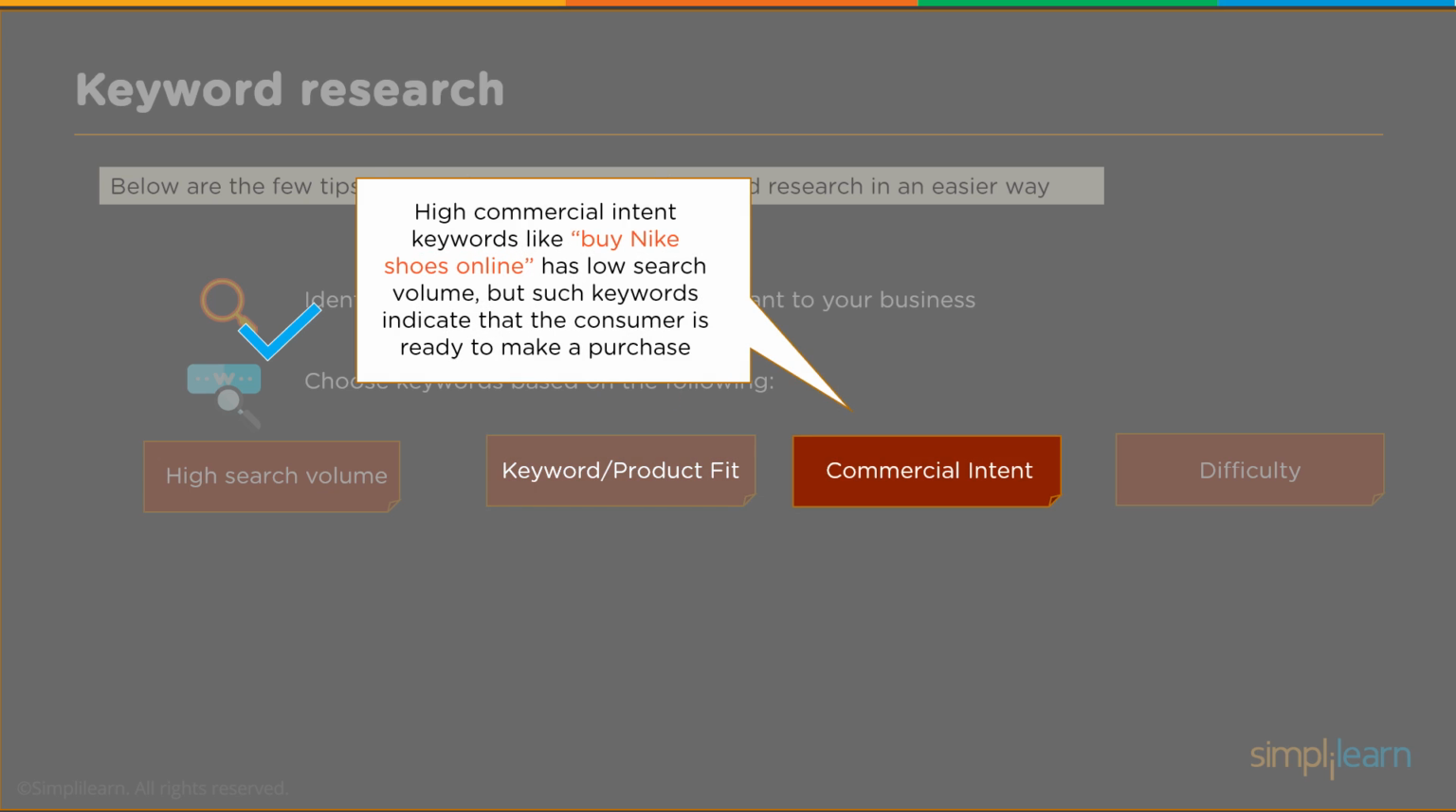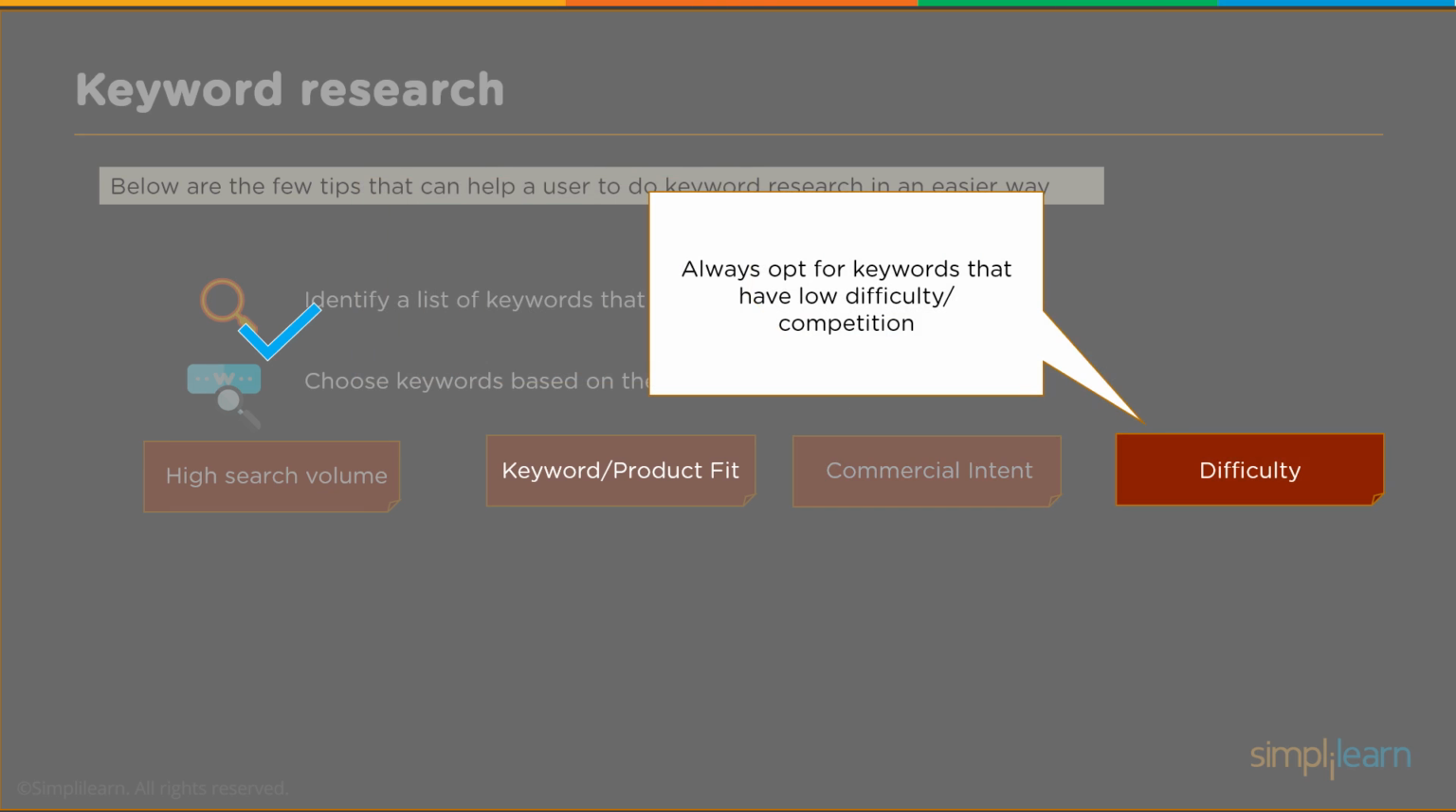Commercial intent. We want to look at keywords that, for example, have buy in them. They may have low search volume, but if somebody's typing in that keyword, then we can insinuate that the consumer who typed in that keyword is ready to make the purchase. So we want to look at what the intent is of that keyword. And then again, the difficulty. Always opt for keywords that have low difficulty or competition.